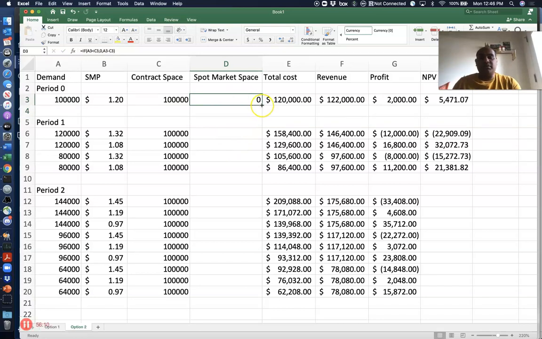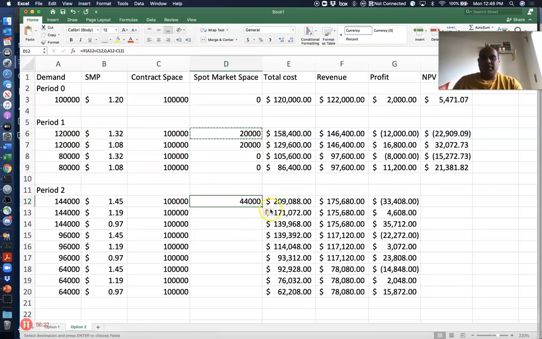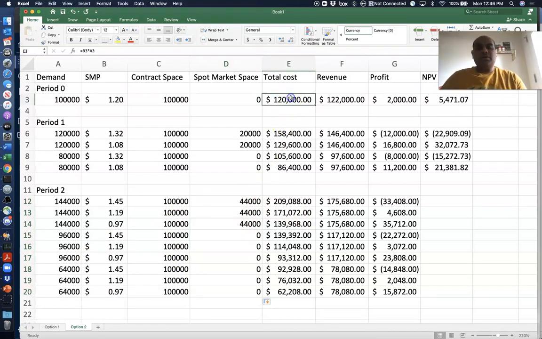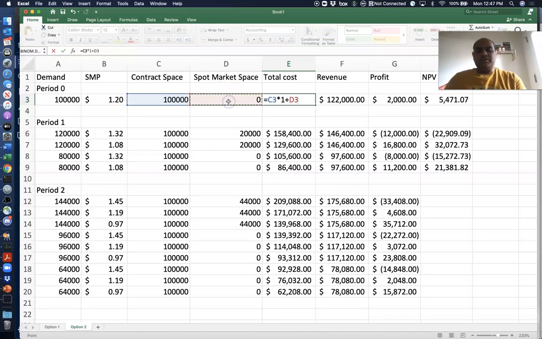So I don't have to rent anything here. I have to rent 20,000 and I have to rent 44,000 here. There you go. So I only have to rent space on the spot market if demand is more than the contract space. Okay, done. Now let's calculate cost. So cost will now be the contract space times $1. It will always be $1. That's not going to change. Plus spot market space times the spot market price: however much you're renting on the spot market times the price on the spot market.